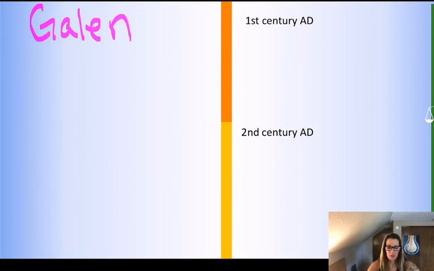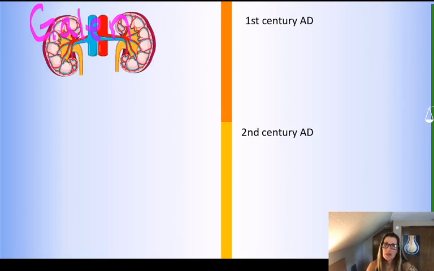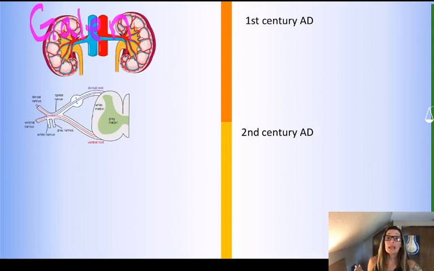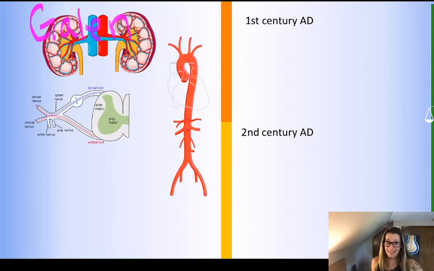So what did Galen do? Galen accurately described the function of the kidneys in the 1st and 2nd century, which, wow. When we talk about the kidneys, I think this will blow your mind. Another thing he did was describe spinal nerves. And then he also figured out that arteries carry blood.